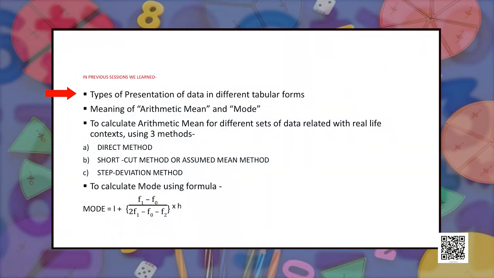In our previous sessions we have learned how to present data in different tabular forms, the meaning of arithmetic mean and mode, and how to calculate arithmetic mean for different sets of data using three different methods, that is direct method, assumed mean method and step deviation method. We also learned to calculate mode using the formula: mode is equal to L plus (F1 minus F0) upon (2 F1 minus F0 minus F2) into H.